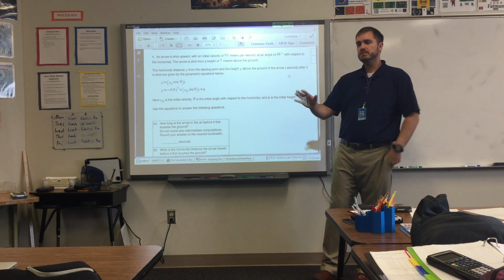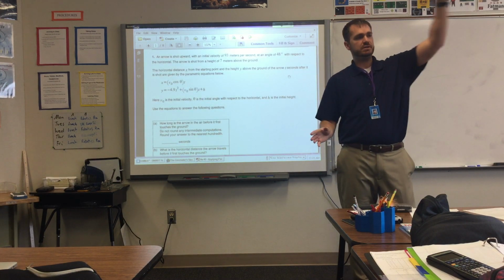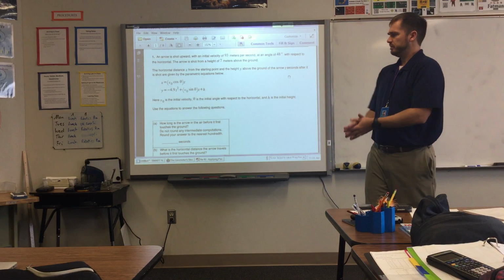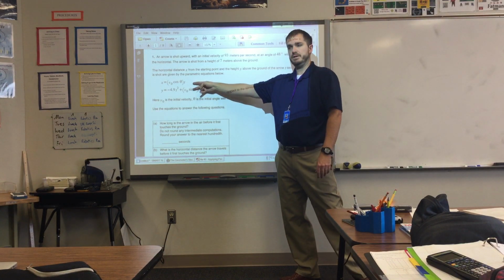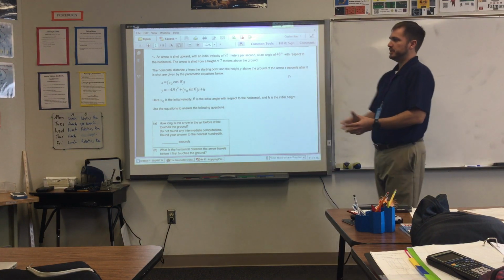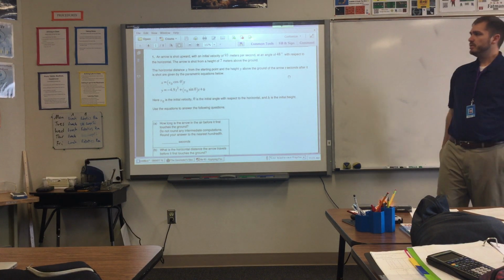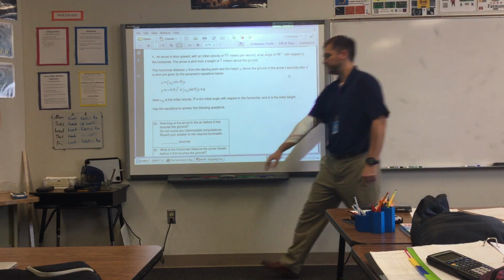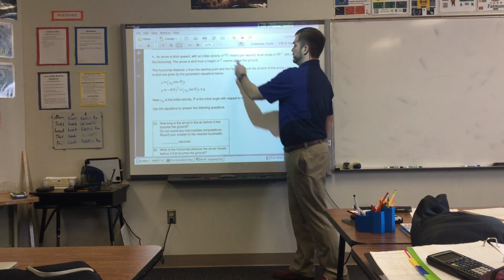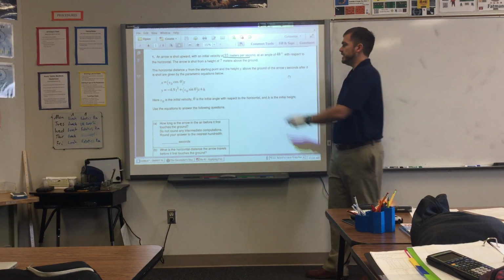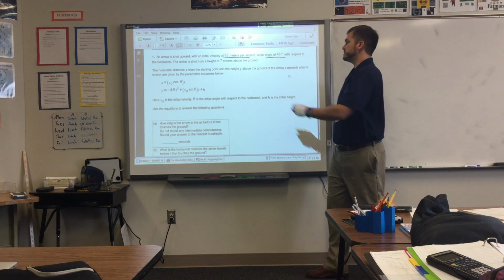So we're dealing with projectile motion, and the way that we're modeling it is with parametric equations. So here's our situation. An arrow is shot upward with an initial velocity of 93 meters per second. We'll go ahead and underline that. At an angle of 48 degrees, so that's our theta.